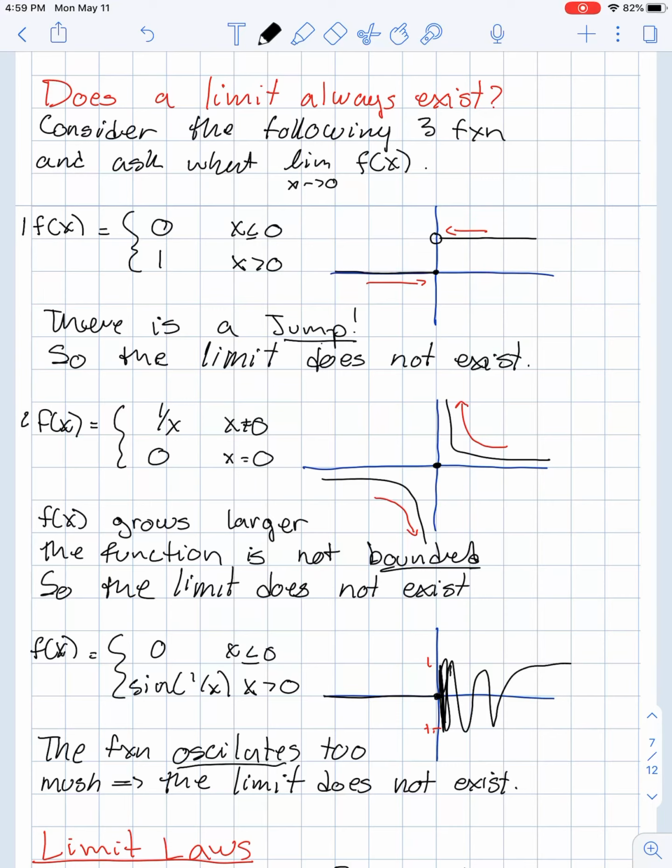So again, even if they are going towards two different numbers, they're going off to really big numbers that don't ever actually exist because the function's not bounded. So again, the limit does not exist.